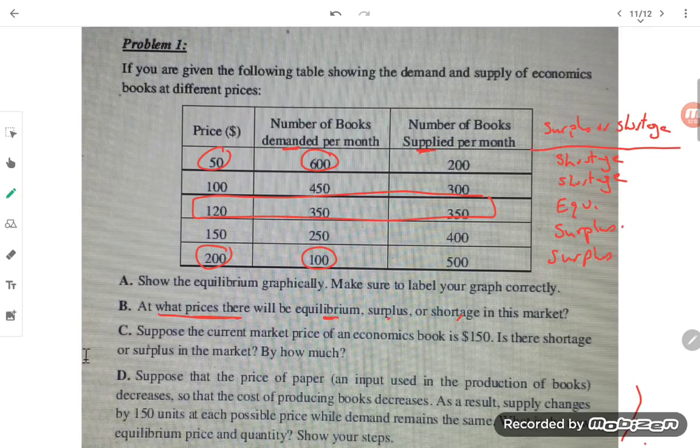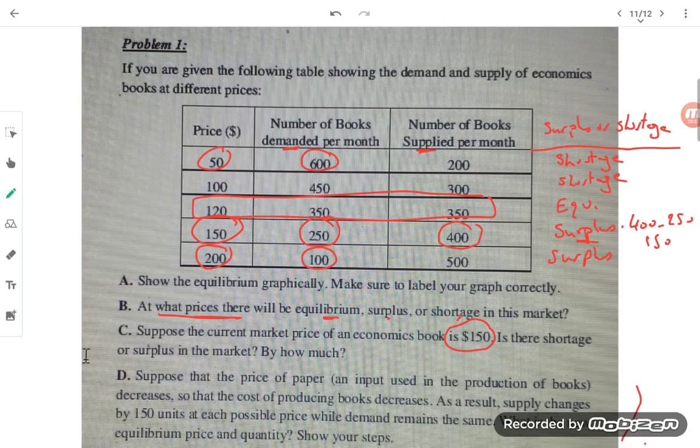Suppose the current market price of an economics book is 150. Is there shortage or surplus in the market, and by how much? At 150, quantity demanded is 250 and the quantity supplied is 400, and as we said, there is a surplus by the difference between QD and QS, which is 150. So there is a surplus of 150 units.